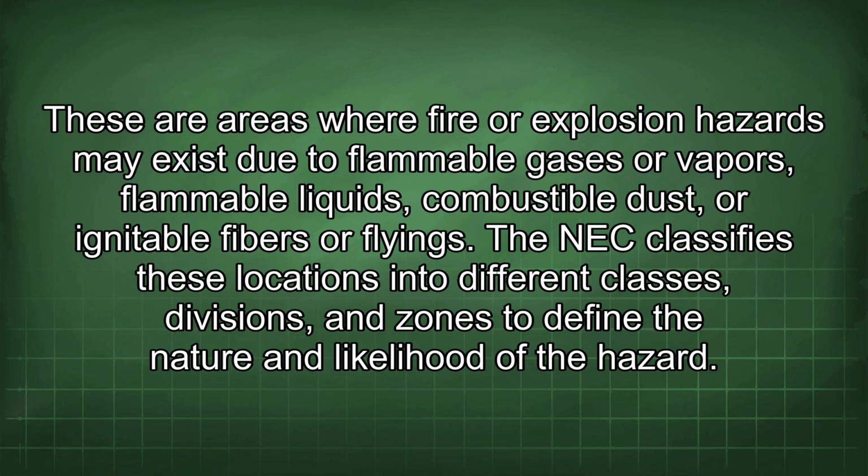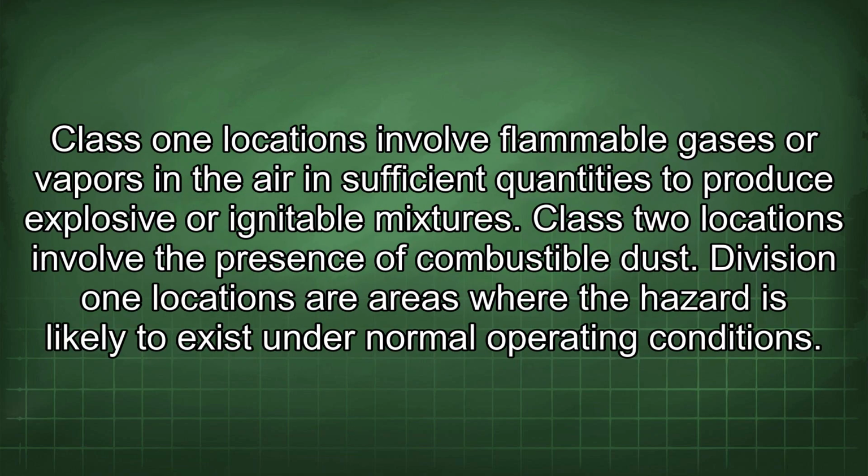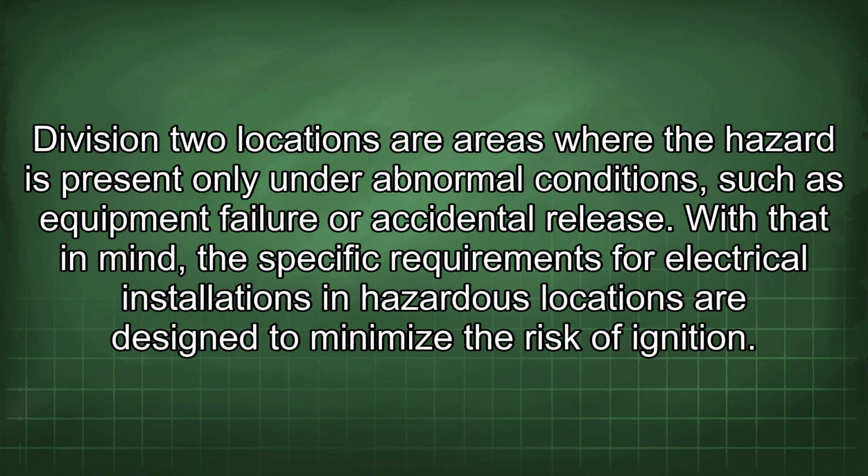The NEC classifies these locations into different classes, divisions, and zones to define the nature and likelihood of the hazard. Class 1 locations involve flammable gases or vapors in the air in sufficient quantities to produce explosive or ignitable mixtures. Class 2 locations involve the presence of combustible dust. Division 1 locations are areas where the hazard is likely to exist under normal operating conditions. Division 2 locations are areas where the hazard is present only under abnormal conditions such as equipment failure or accidental release.